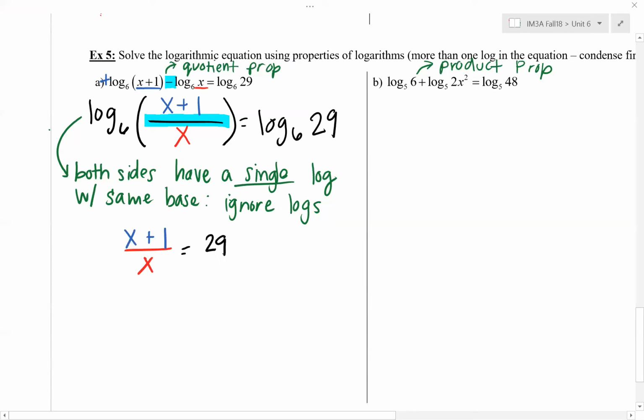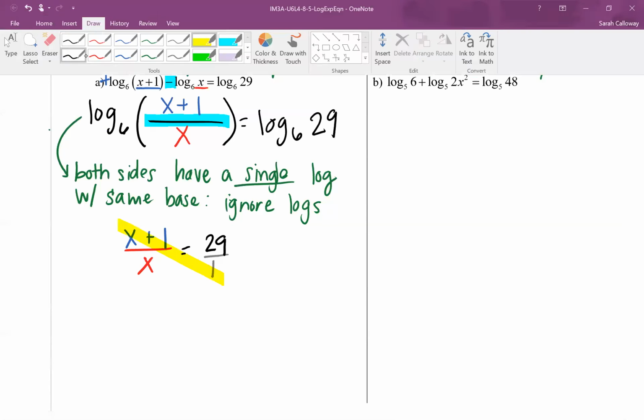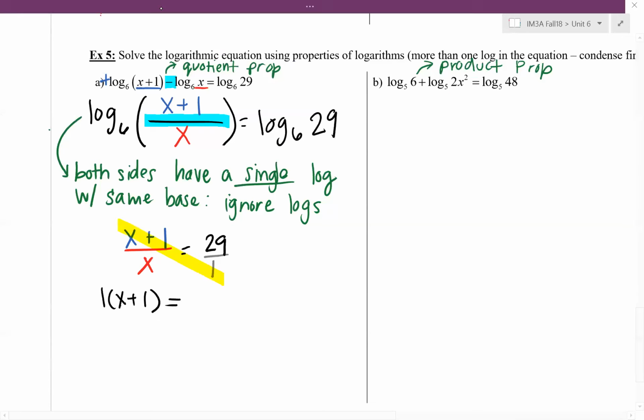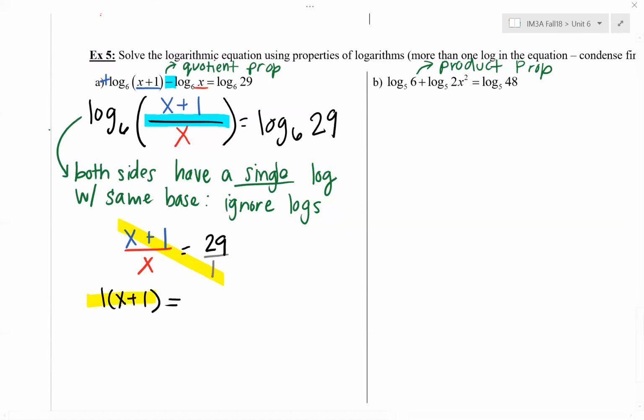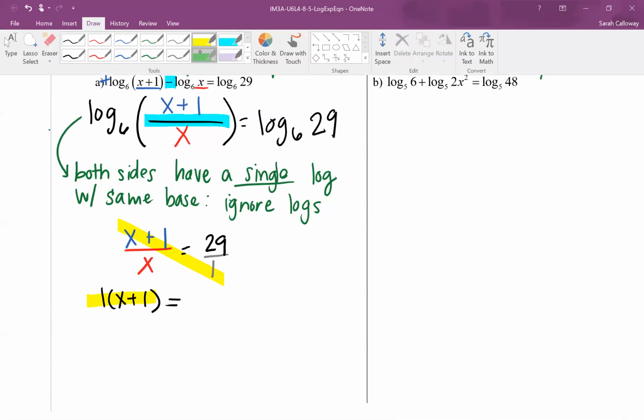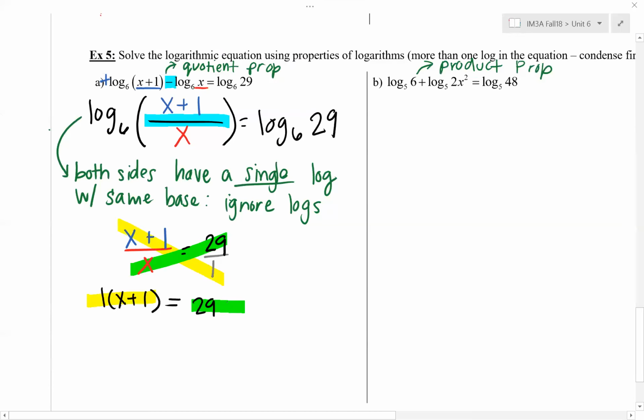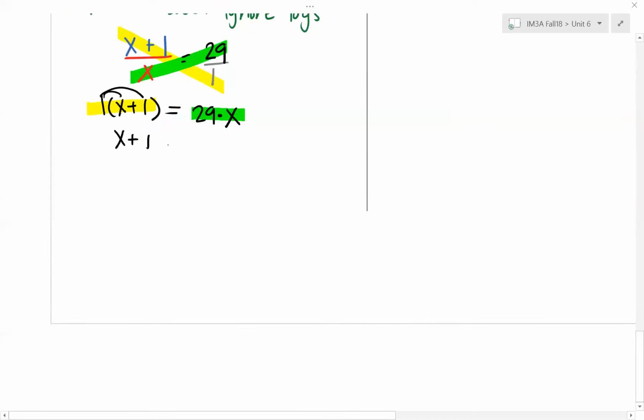When I have a fraction like this and I want to solve for x, remember that I can think about it as cross multiplying. So I put the 29 over 1, and then multiply 1 times x plus 1, which isn't really going to change anything, equal to x times 29, or 29 times x. So really I just have x plus 1 equals 29x.